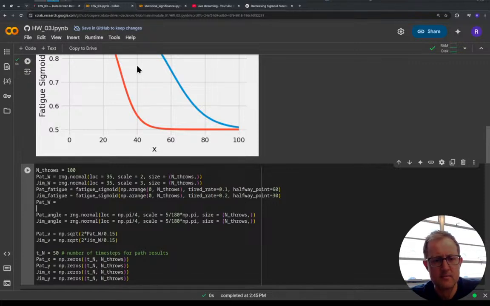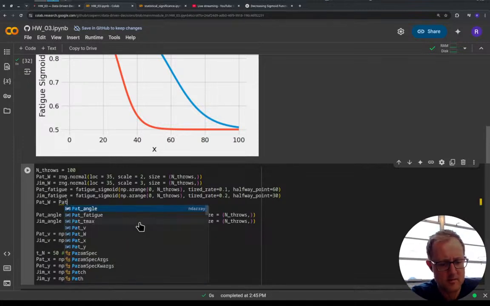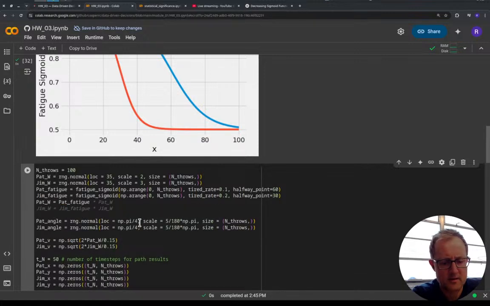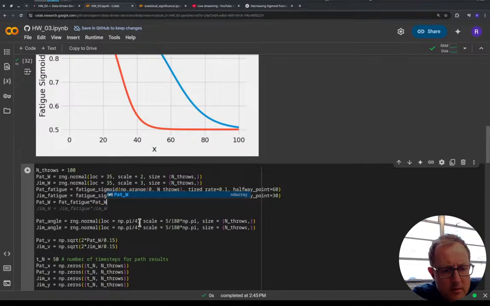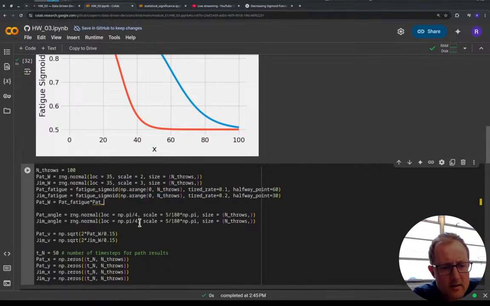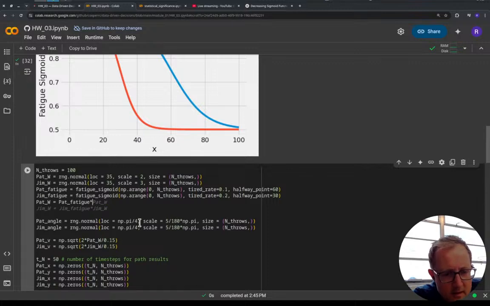And I took the same inputs that I had from above, and now the only thing that I'm going to do is rewrite Pat W and Jim W as Pat fatigue times Pat W. Oh wait, how do I get that? That's what I want. Times, yeah, like that. That's kind of nice. So it already knew what I was trying to do.